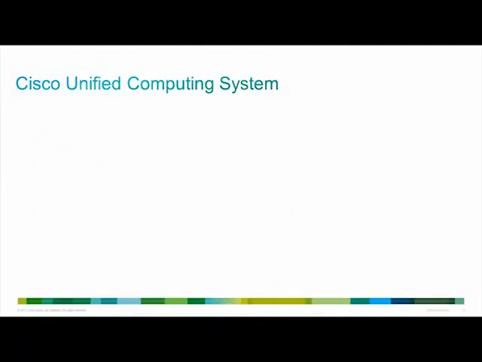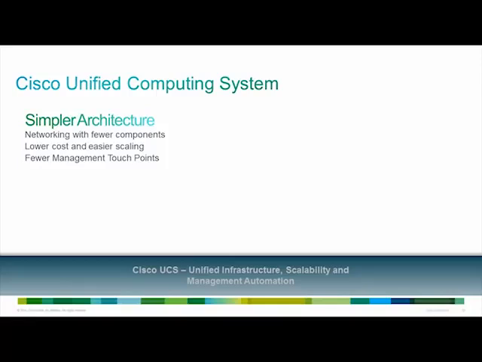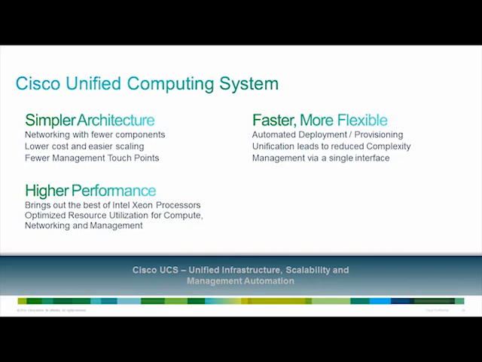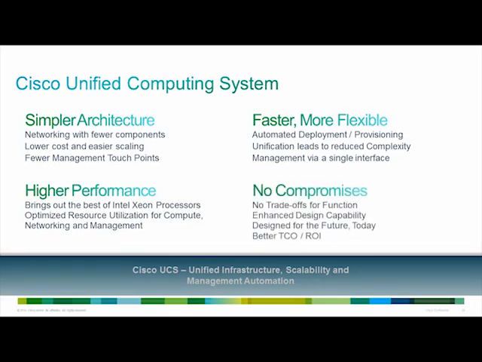So, in summary, Cisco UCS provides you with a simplified architecture enabling lower costs and easier scaling and management, faster and more flexible deployment, higher performance with the great innovation from Cisco and no compromises with enhanced capability, future-proof design and scaling, and better total cost of ownership.